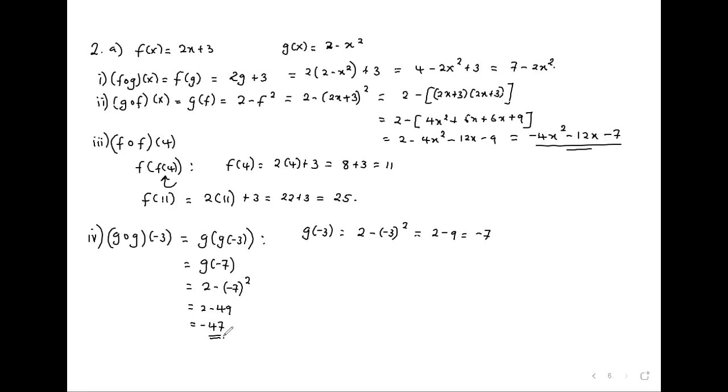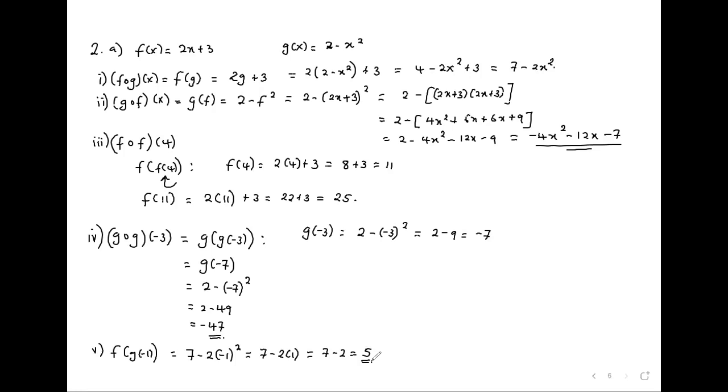Okay, then we have the fifth one, which is asking us to get f of g of -1. So we already have f of g. Remember, f of g is the first one that we got, 7 minus 2 x squared, where we replace x with -1 and have it squared. So this will be 7 minus 2 times 1, which is 7 minus 2, which is equal to 5. Like that. So they're very, very easy there. Nothing is complicated so far.